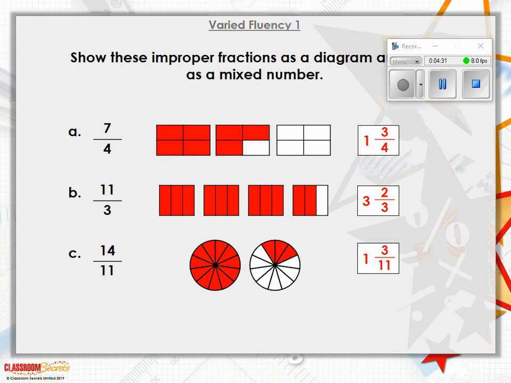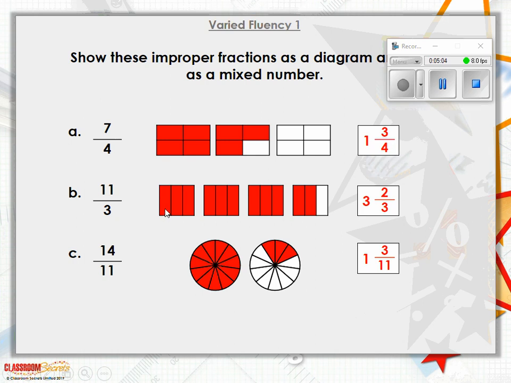Now, as an improper fraction, it is 7/4, but as a mixed number, it's 1 3/4 because we have 1 whole one and then we have 3/4 shaded. If we do our calculation, 4 divided into 7 is 1, remainder 3, so that becomes your numerator, and the denominator is 4.